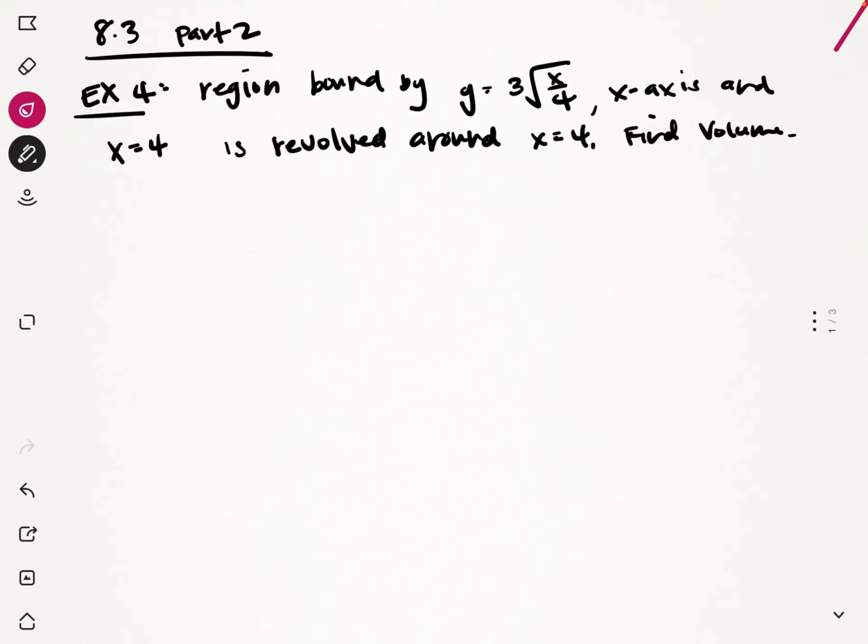Today we're looking at 8.3 part 2. We're still doing volumes, but we're going to do a little bit different ones today. So the first example says we have a region bound by this function, y equals 3 square root x over 4, the x-axis, and x equals 4, and it's revolved around x equals 4.